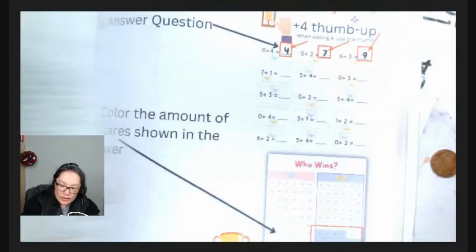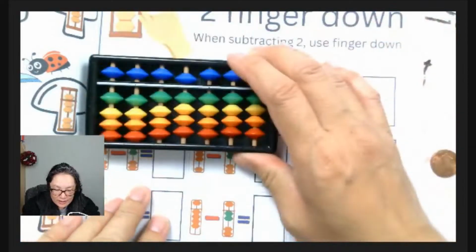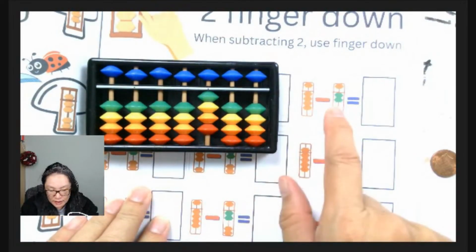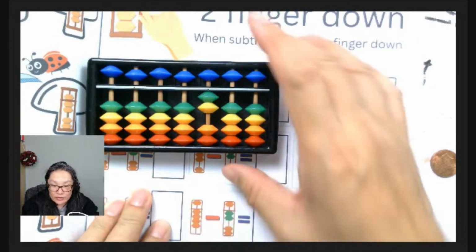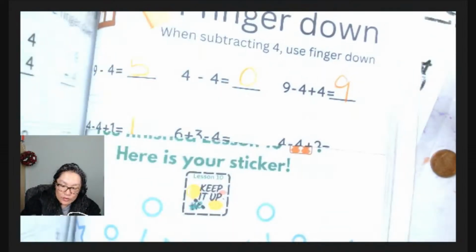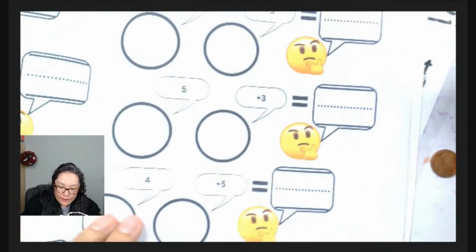So my final answer is 9. Does that make sense? And again, we do it again for the minus, right? We know how to minus when we have 4, and I want to take away the 2. Can we do it? Yes, we can. We're going to take away the 2. So my final answer is 2. And then we keep going to the 3 and the 4 and the 5, right? The 5 is the same way.